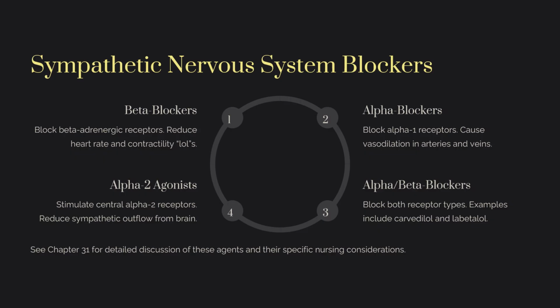Basically, our goal in using beta blockers, alpha blockers, or both, is that we are causing vasodilation because we're restricting or stopping the vasoconstriction that normally would happen.